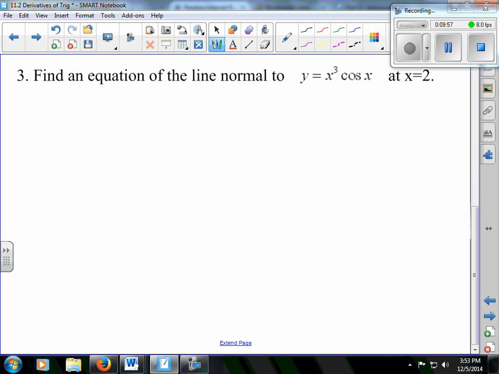And the last little simple example problem I want to do is I want to find the equation of a line. This time I'm going to find the equation of something called the normal line. The normal line is like the tangent line, but it's not. It is the line perpendicular to the tangent line.